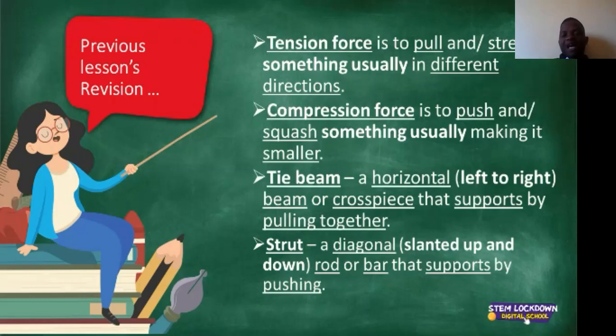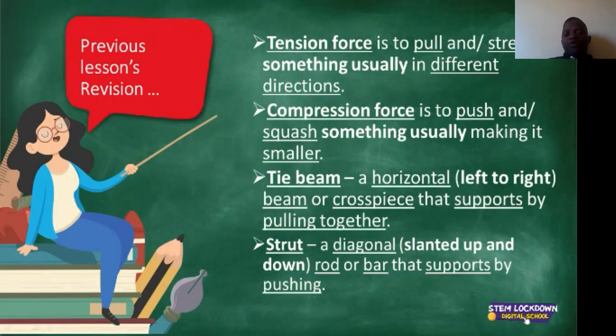Then we go to the second type of force, compression force. Now, compression force is when you push something. Now you are doing this, it means that things are coming together, they are being attached to each other. As a result, when you compress things, they become smaller. So tension force is when you are pulling things in different directions, you are going that way and that way. Compression force is when things are coming in the same or similar direction.